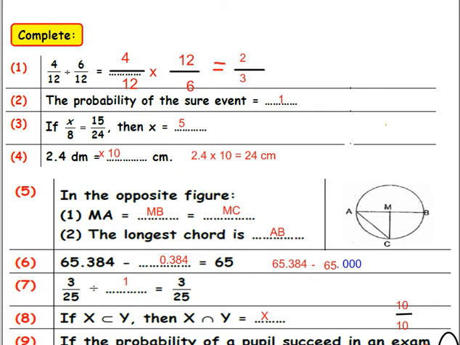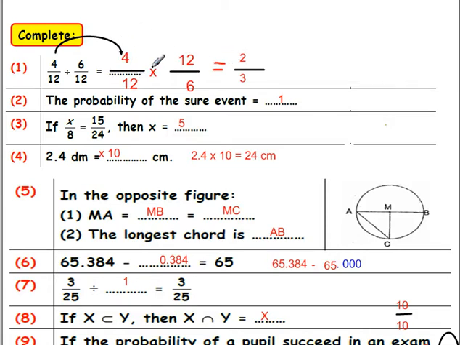Question number 2. Complete. Number 1. 4 over 12 divided by 6 over 12. When we divide two fractions, we will drop down the first fraction. Okay. We will drop the first fraction and then get the inverse of the sign. Divide will become times, and we get the reciprocal of the second fraction. The reciprocal of 6 over 12 will be equal to 12 over 6. Yes.